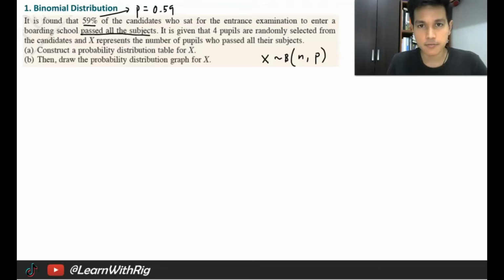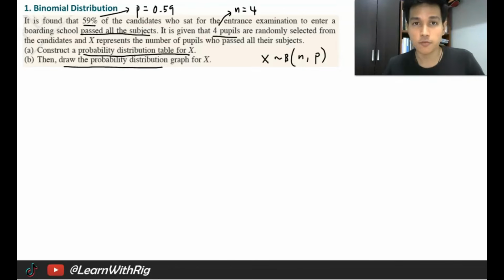Now, it is given that 4 pupils are randomly selected. So the number of people involved in the trial is 4. This is the n value: n equals 4. X represents the number of people who pass all the subjects. Construct a probability distribution table for X. Now they want a table, whereas just now they wanted a graph. Here also there is a graph, but I'm going to show you both. This one is actually pretty similar. The only difference is now you have a table. So let's do this together.